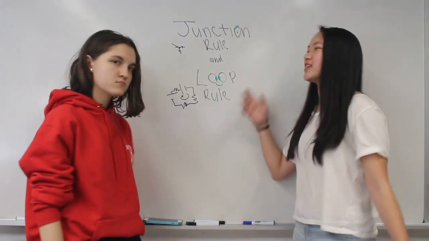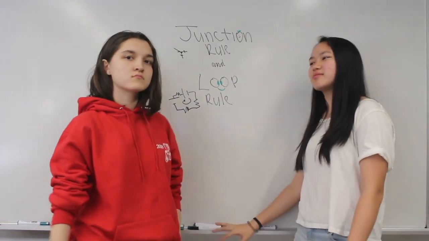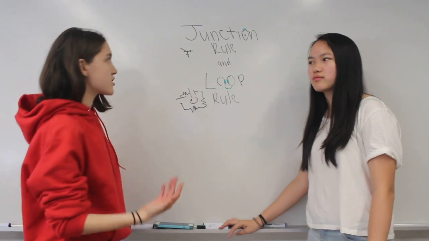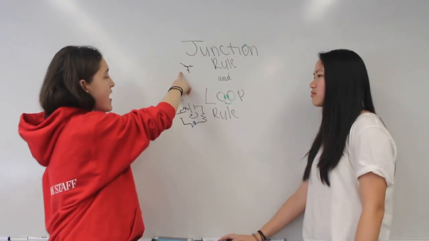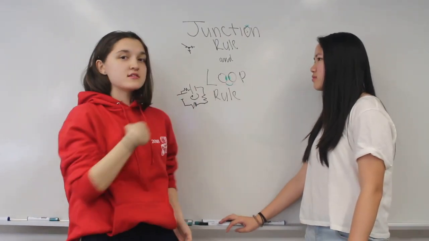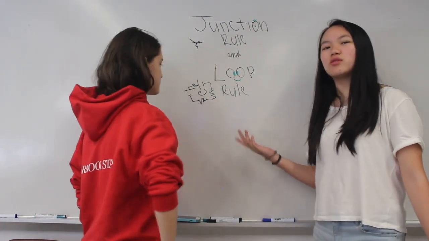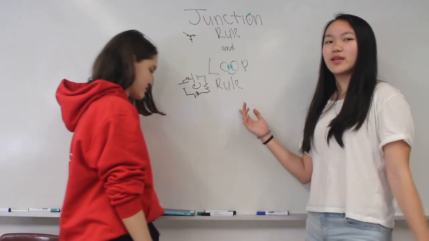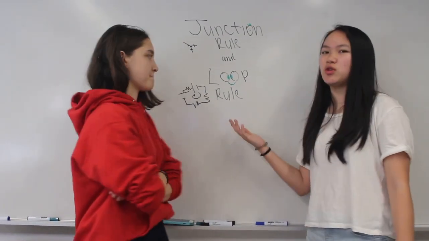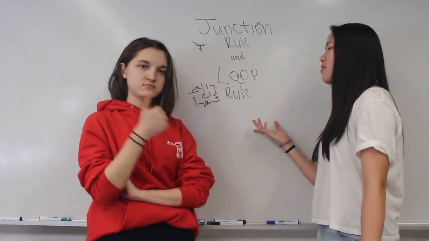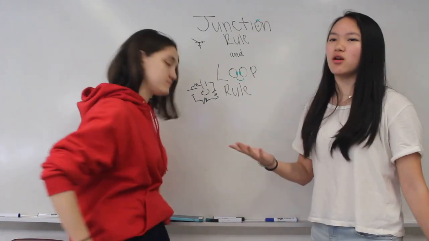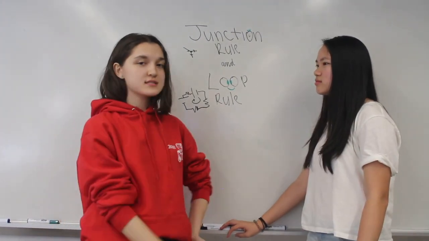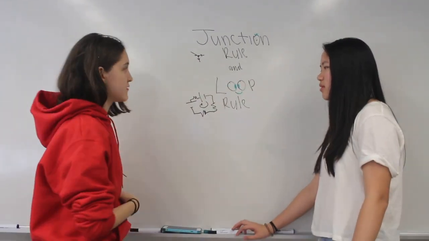Kirchhoff had two rules, the junction rule and the loop rule. The junction rule says that all of the current going into a junction has to equal all of the current coming out of the junction. This was proven true through conservation of charge. The loop rule said that the increase of voltage equals decrease of voltage, or that the sum of the change in voltage was zero. This is true due to conservation of energy.